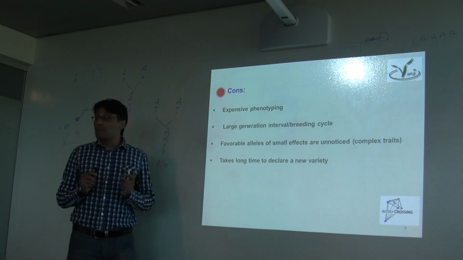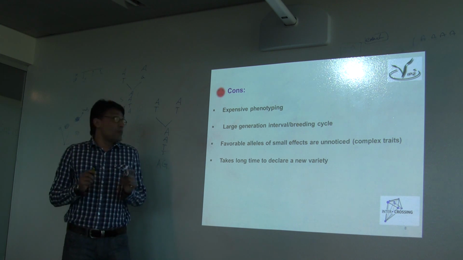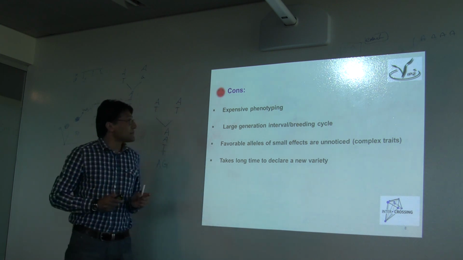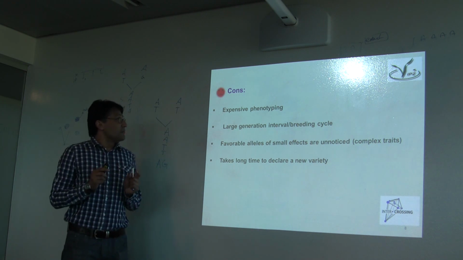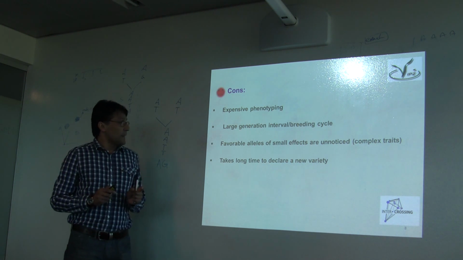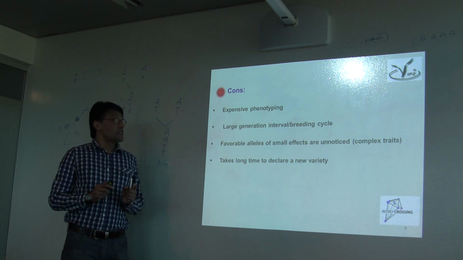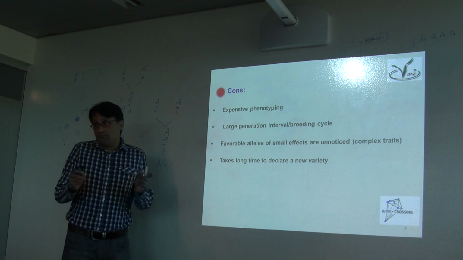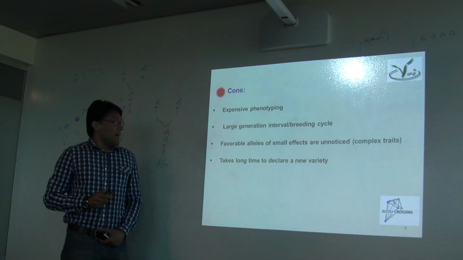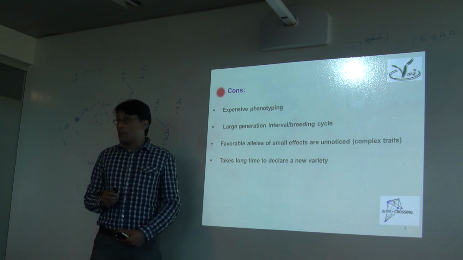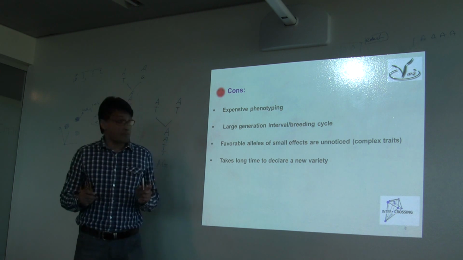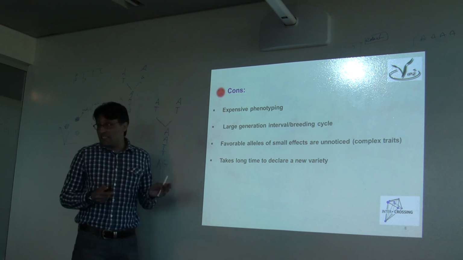The first one is expensive phenotyping. I mean, you have to do the field testing for each cross. And there's a large breeding cycle, so the time factor is also involved in that. And some favorable alleles of small effects are mostly ignored in the case of complex traits. And it takes a long time to declare a variety, almost 15 to 20 years. So that's classical breeding.